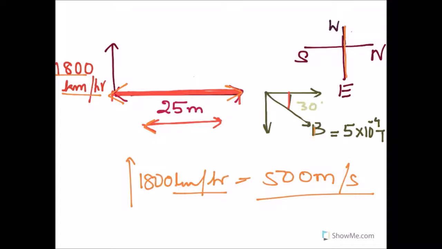The magnetic field at the location is given as 5 × 10^-4 Tesla and the angle of dip is 30 degrees. So the vertical component of the magnetic field will be equal to B sin 30.